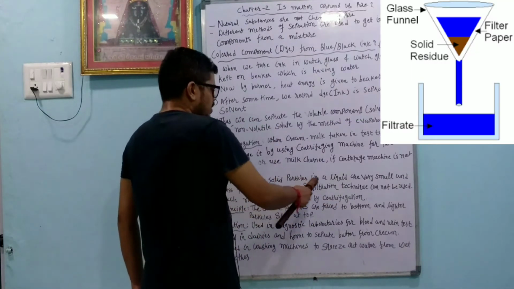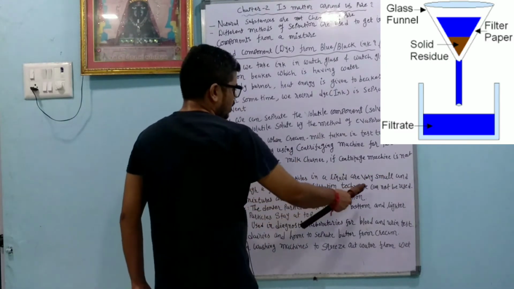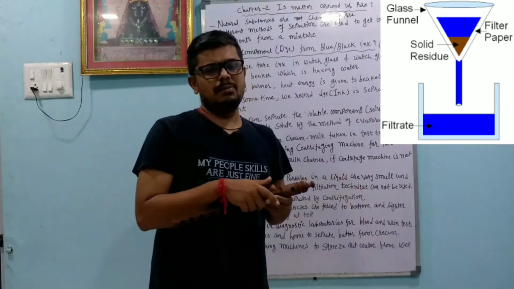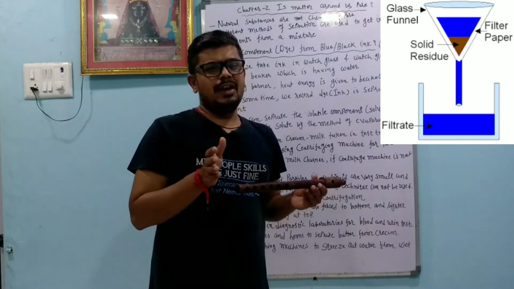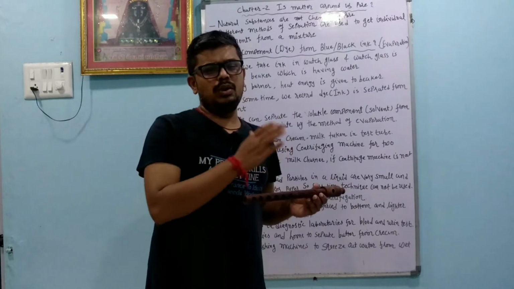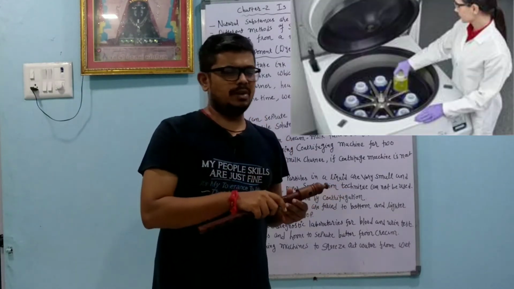Sometimes the solid particles in the liquid are very small and pass through a filter paper, so the filtration technique cannot be used. The problem is, suppose we want to separate different particles of blood, or from urine we want to separate some particles. At that time, we cannot use filtration, because the solute is also going with the solvent. Okay, we cannot filter it. At that time, we can use the centrifugation method.